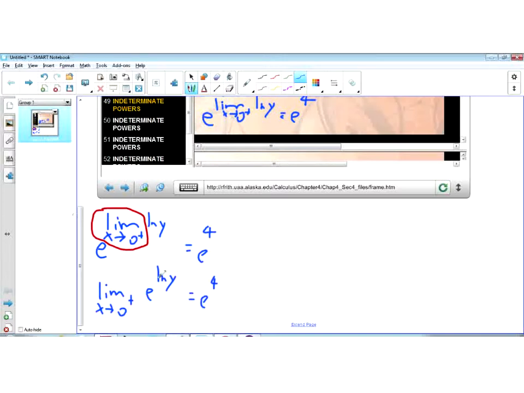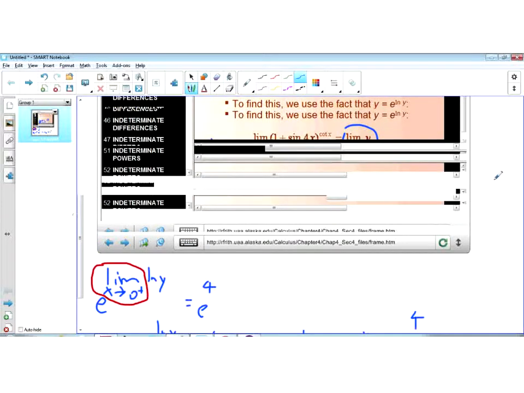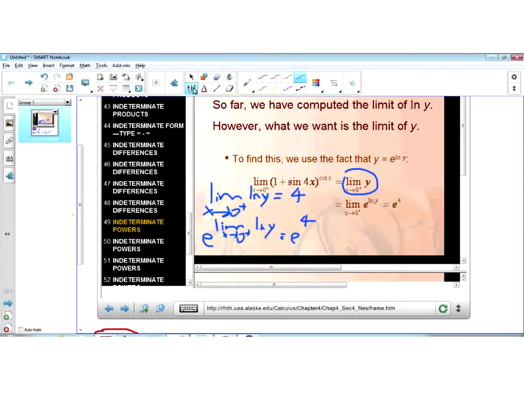Okay. And so now we recognize that this is just the inverse function theorem in play. So this implies e to the natural log of anything is anything, okay? So the statement then simplifies to the limit as x approaches 0 from the right of y, therefore is equal to e to the 4. So that's how you would conclude the argument. Okay, so let's see, next slide.